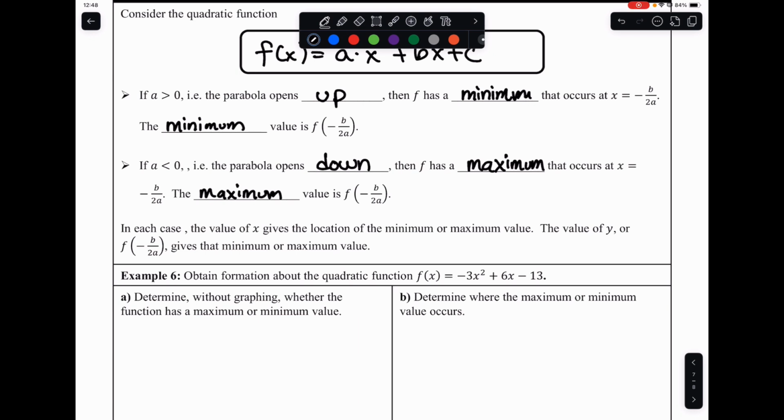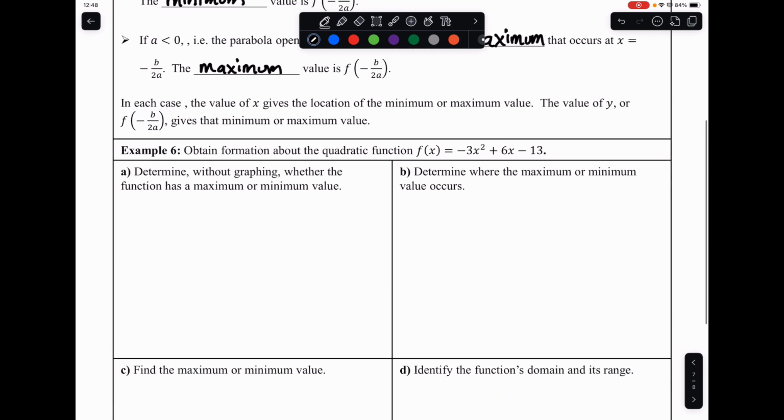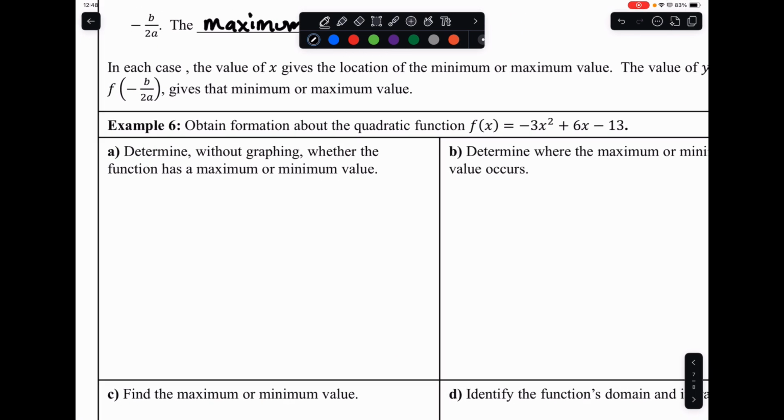So let's look at an example before we apply it to a real-world scenario. Something abstract using this terminology. So let's obtain the information about the quadratic without using a graphing utility.